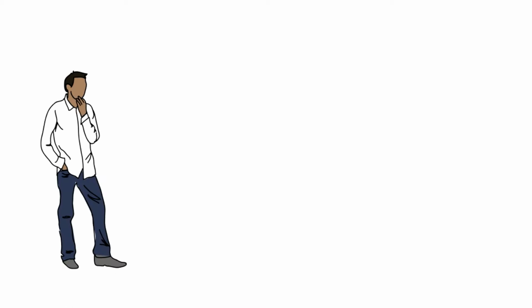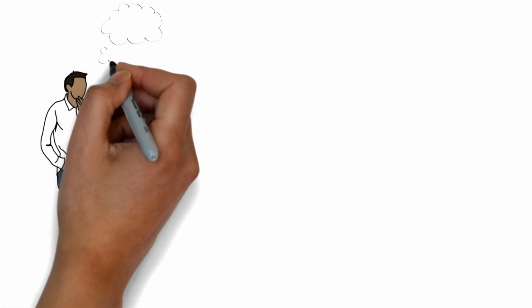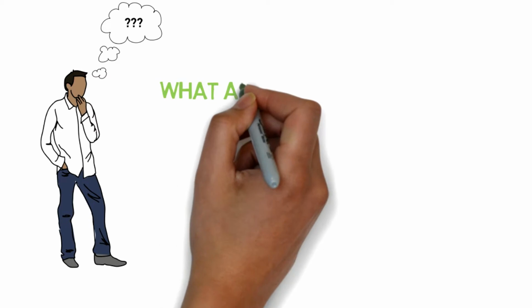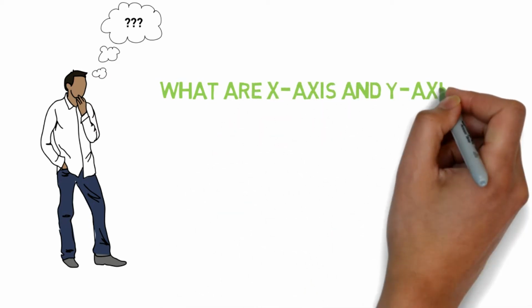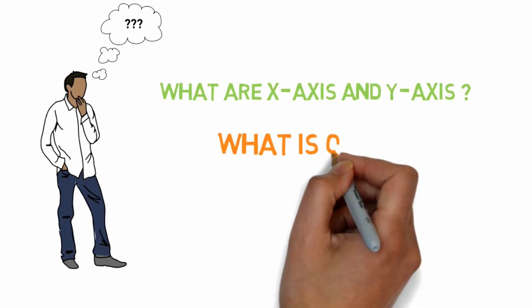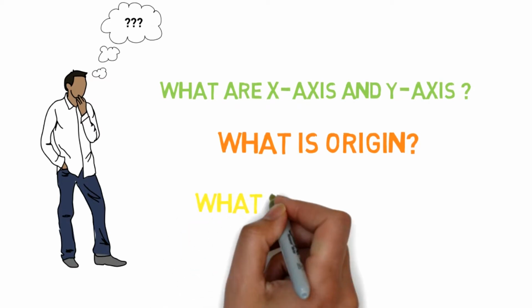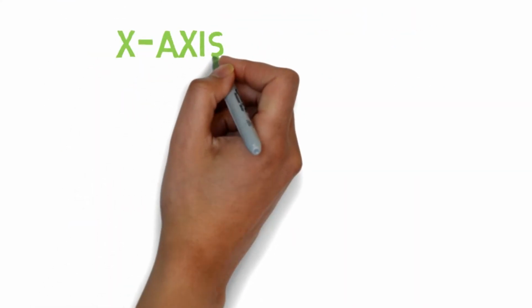My friend has some other questions in his mind. What are X and Y axis? What is origin? What is X and Y? First, X and Y axis.